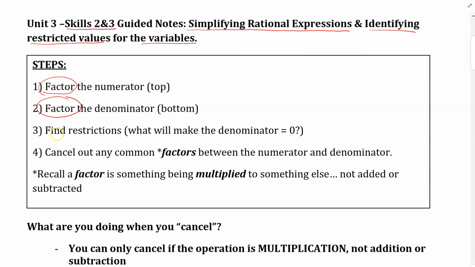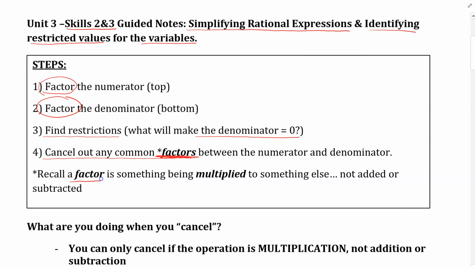At that point, we can look and see what restrictions we have because we have to restrict any values that will make the denominator 0, and to find what those values are, we factor the denominator and solve it by factoring. But then our ultimate goal for simplifying is to basically cancel out any common factors. Okay, that's the key word. We're canceling out common factors between the numerator and denominator.